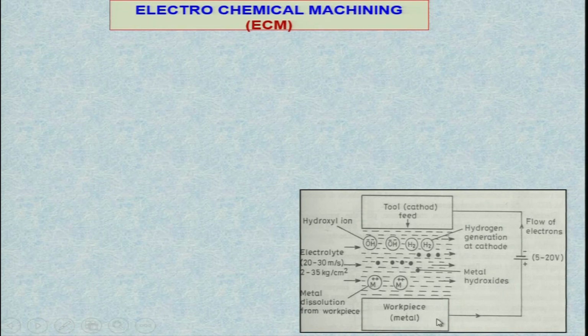And you can see here that this is the supply voltage. Supply voltage is normally ranging between 5 to 20 volts for the case of macro machining and meso machining.